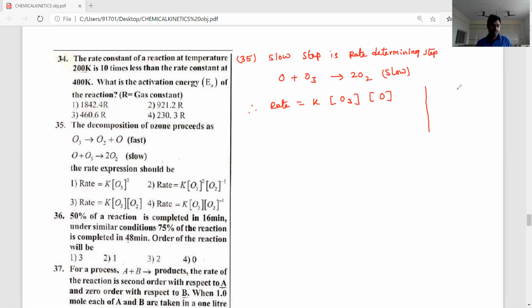For our convenience, this concentration of O is equal to concentration of O into concentration of O2 by concentration of O2. This just then O into O means it becomes O3 by O2. So this rate expression is equal to K into concentration of O3 into concentration of O3 by concentration of O2.